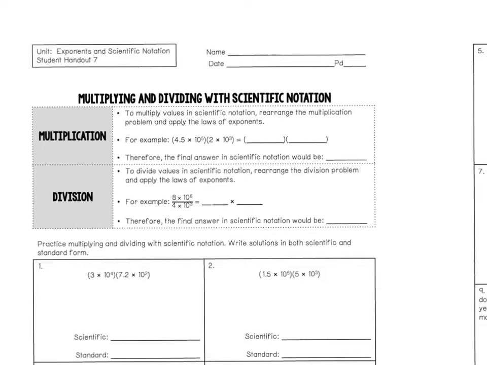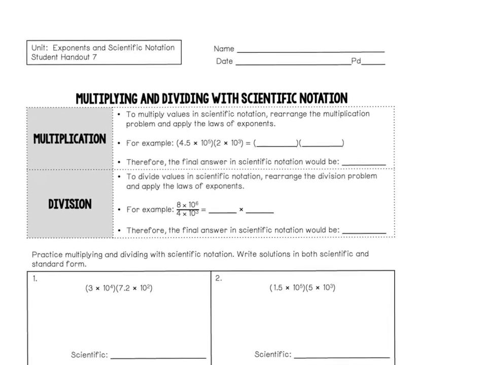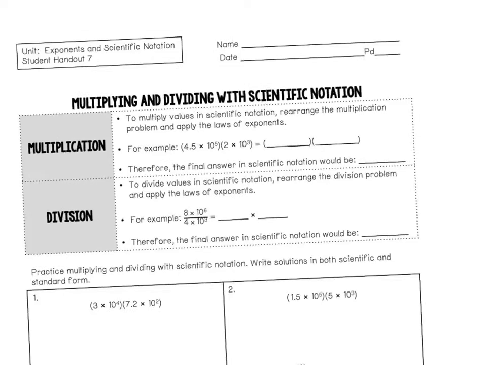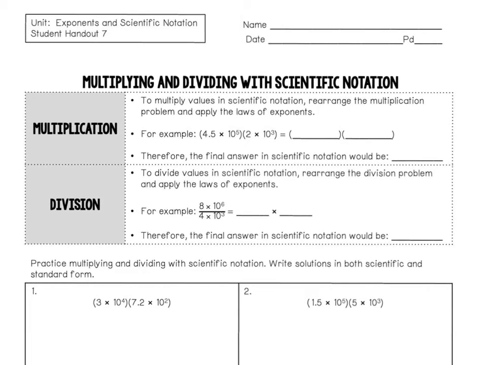Okay, so today we are going to do multiplying and dividing with scientific notation. To multiply values in scientific notation, you're going to rearrange the multiplication problem and apply the laws of exponents. So for example, 4.5 times 10 to the 5th times 2 times 10 to the 3rd. So you are going to rearrange 4.5 times 2 and then 10 to the 5th times 10 to the 3rd.